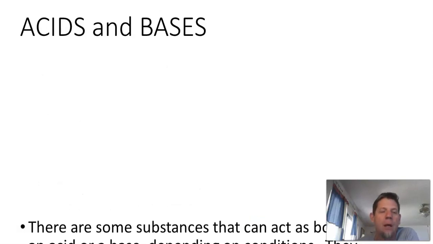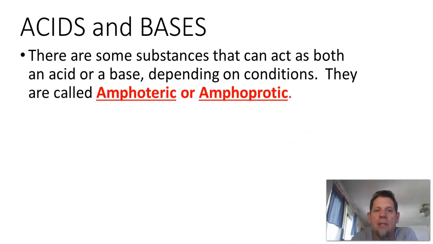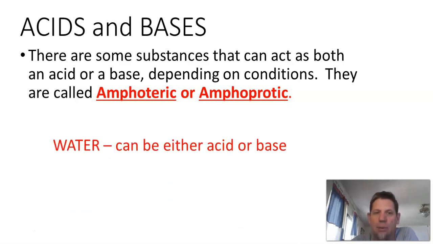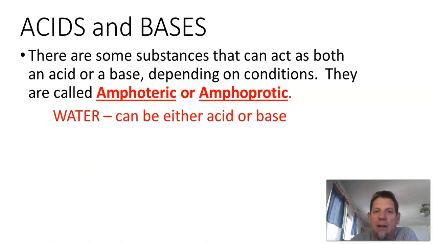All right, so now, there are some substances that are both acids and bases depending on their conditions. This has a term, it's called an amphoteric or amphoprotic substance. Water is one of those examples, okay? Water can be an acid under the right conditions, and it can be a base under other conditions. So it's called amphoteric, all right?